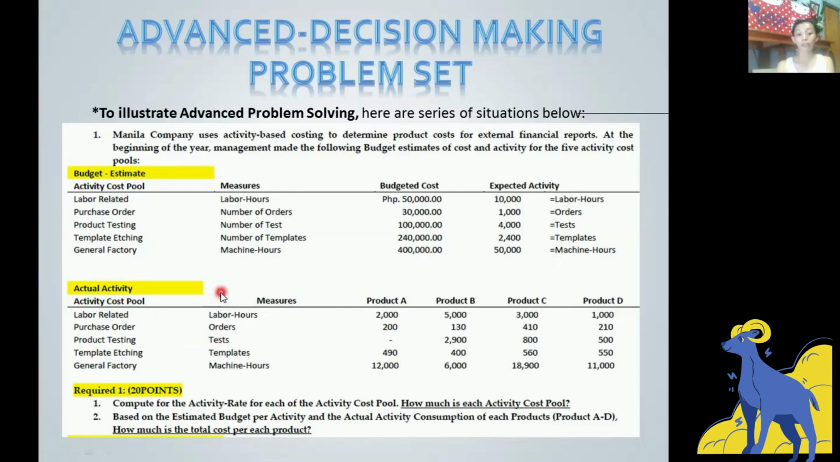As for the actual activity, Manila company has 4 types of products: A, B, C, and D. These products from A to D have consumed actual labor hours, orders, tests, templates, and machine hours. So these are the actual data that is consumed by each product. So let's go to the requirements.